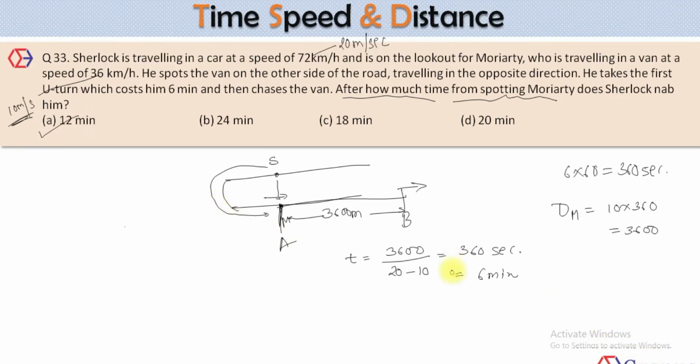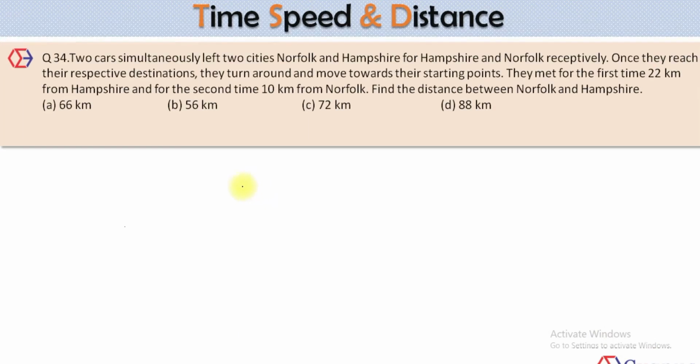Okay, let's look at the next one. Two cars simultaneously left two cities, Norfolk and Hampshire. First one is N, next one is H. So I'm moving towards H and the other person will move from H towards N. Once they reach their respective destination, they turn around and move towards their starting point. They met for the first time 22 kilometers from Hampshire. So the total gap between them is d kilometers.